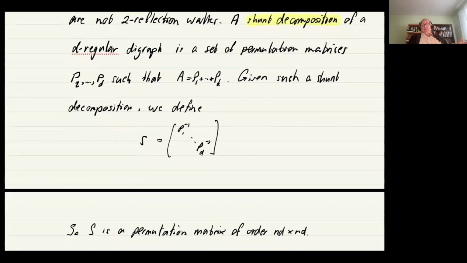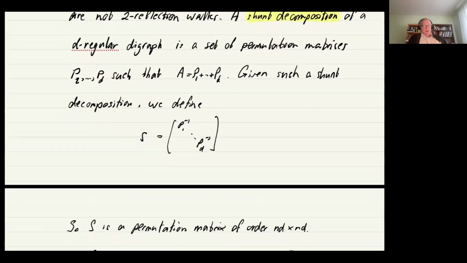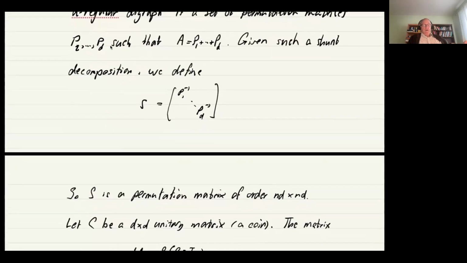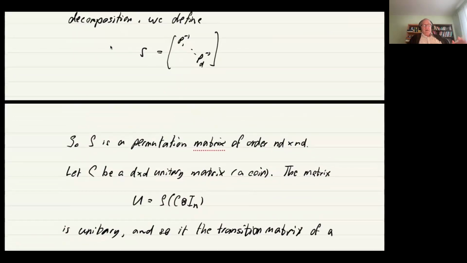Now, it's a permutation matrix. This block is a permutation, and its order is nd by nd, okay? And so that's going to be the analog of the matrix R we were using before. I mean, R was a permutation matrix with 2 by 2 blocks. So this is the analog of R. And we have a coin matrix. I'm not going to be too particular about the coin matrix at this point, just a d by d unitary. Now, there's something you've got to watch out for there.